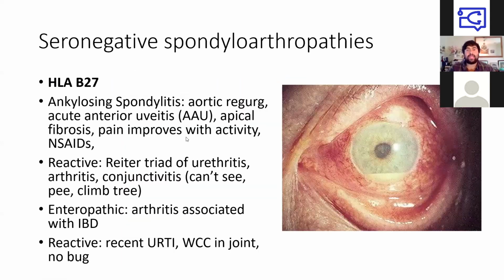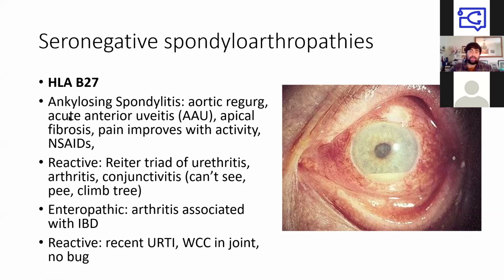And then just going back a bit, just a bit on the seronegative spondyloarthropathies. As I mentioned, these are patients with HLA-B27, and several conditions are encompassed by this. So patients with ankylosing spondylitis, like the man in this question, some of the other features you might see include aortic regurgitation. You might have acute anterior uveitis, which is what we're talking about now. This is also a cause of apical pulmonary fibrosis. And classically, the pain will be worse in the morning, improved with activity, improves with NSAIDs.